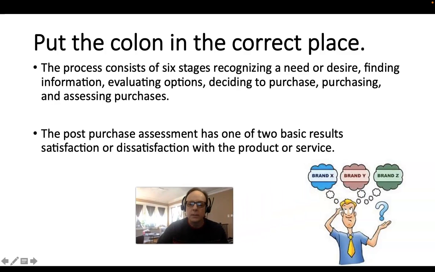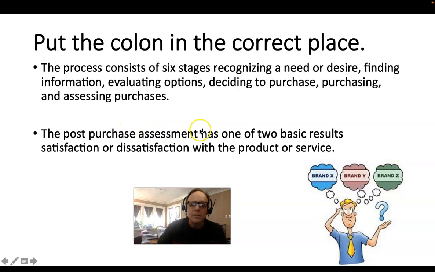All right, so let's go forward to a couple of examples here and see again if you could pause this and decide where you might put a colon in each one of these two sentences. I'll give you just a minute, but you're going to pause it, obviously. So you're back. The process consists of 6 stages. So this process is introduced here. We're introducing 6 things: recognizing a need, finding information, evaluating options, etc. So we put a colon right here to introduce this list.